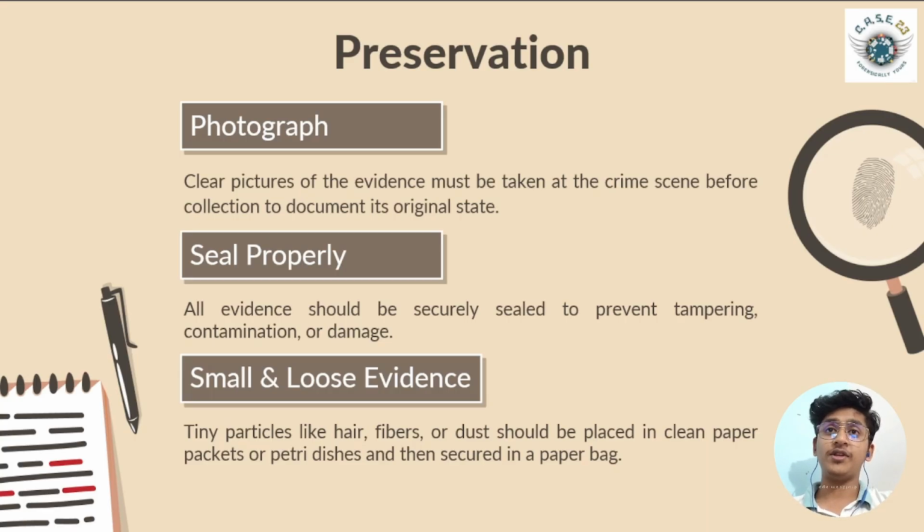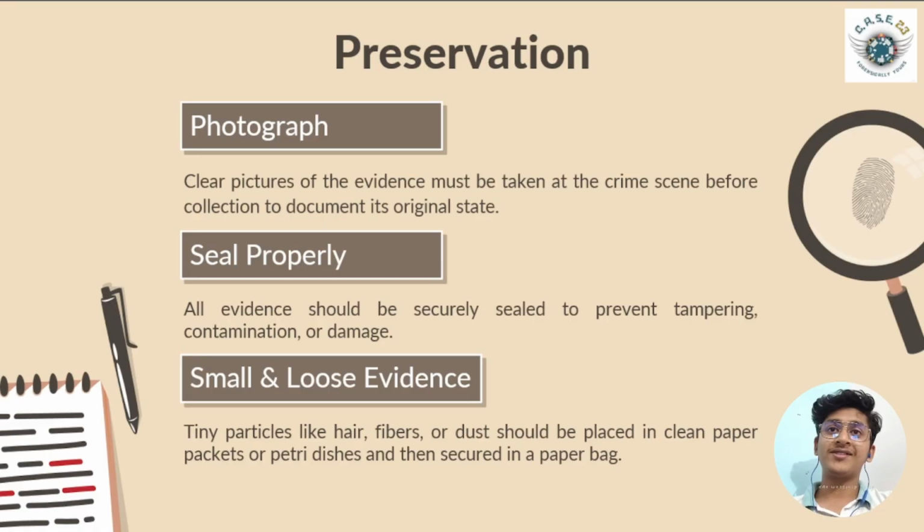The first step is to photograph everything. Before touching anything, investigators take clear, detailed photographs of the evidence exactly as it is found. This ensures there is a visual record in case anything changes or gets lost during collection.